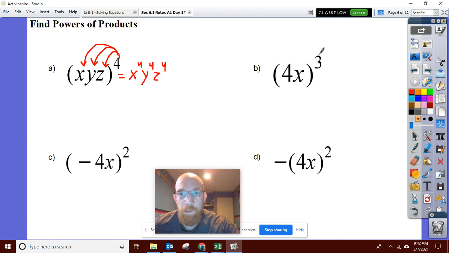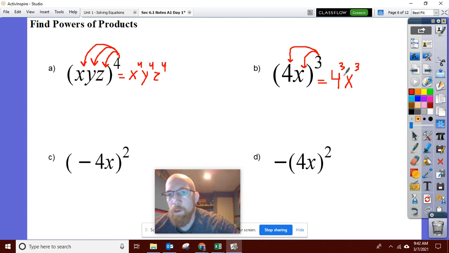If there is no exponent, it simply goes on it, right? Because there's an invisible exponent of 1. Same idea for B here. It's 4 to the third power and x to the third power. You could simplify this a little further, right? By taking this 4 and actually putting it in your calculator, 4 to the third power. You can simplify that further, especially if they say fully simplify. But for now, I'm just trying to show you that the 3 goes to each of these.